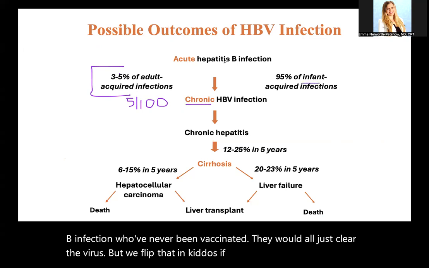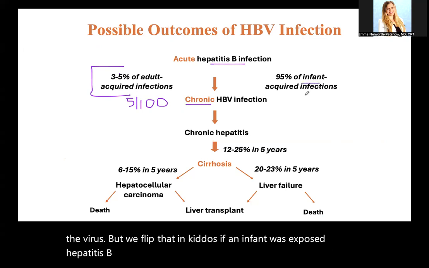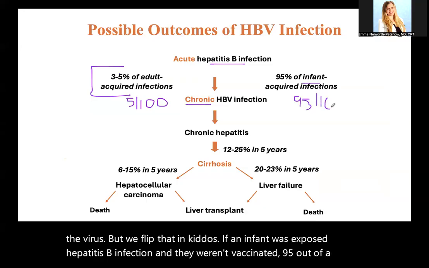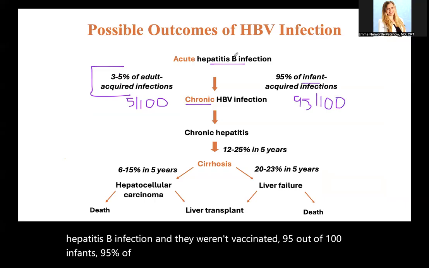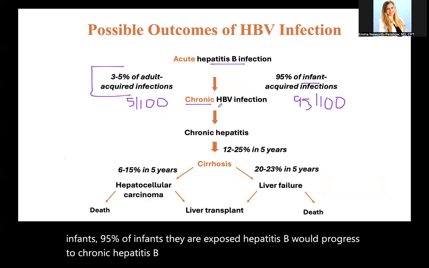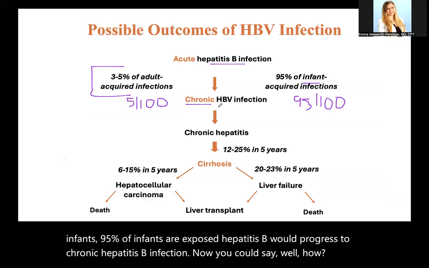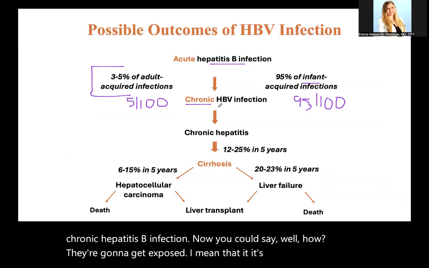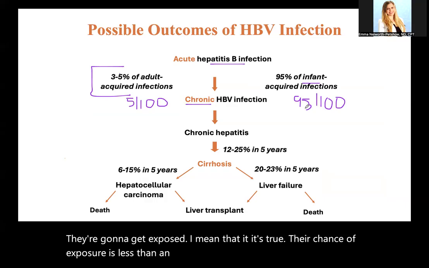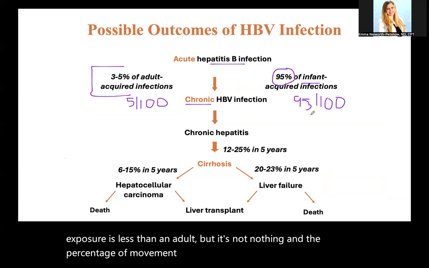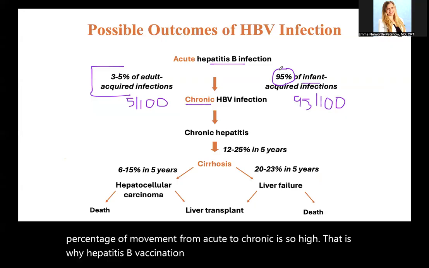If an infant was exposed to hepatitis B infection and they weren't vaccinated, 95 out of 100 infants, 95% of infants that are exposed to hepatitis B, would progress to chronic hepatitis B infection. Now you could say, well, how are they going to get exposed? I mean, it's true. Their chance of exposure is less than an adult, but it's not nothing. And the percentage of movement from acute to chronic is so high that that is why hepatitis B vaccination occurs, and that's why it occurs so soon in an infant's course of life.